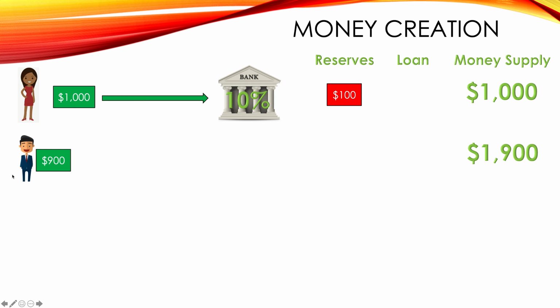Does all this money have to physically exist? No. The money supply is just how much money is available to be spent. And since she can spend 1,000 and he can spend 900, the total amount in the money supply at this point is $1,900. So he's going to use that $900 to buy something from this guy's shop.